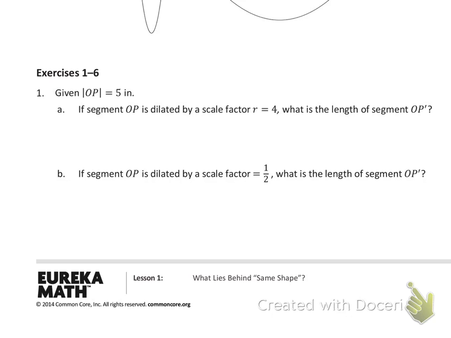Okay, now find exercise 1, which is on this page where we had the pairs of figures right at the bottom. Exercise 1 gives you a length of OP, so that would be the distance from the center O out to some point P, which is 5 inches. And we're given a scale factor and asked to find the length of the segment between the center and the image of P, or P prime. So go see if you can do those on your own, do 1A and 1B, and then come back and check your answers here.